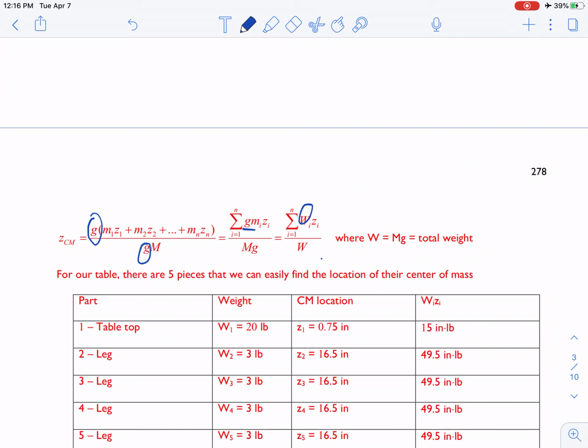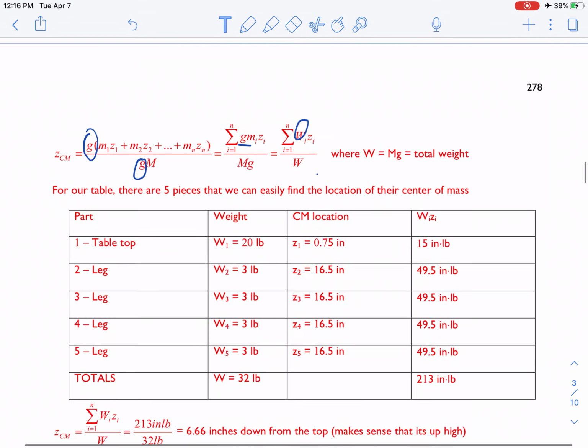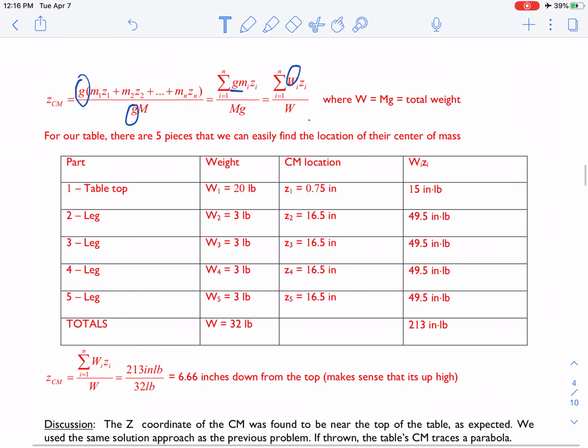Okay, so let's have a table again. Hopefully you realize that having tables is really helpful. So that's what we are going to do. There are 5 pieces. The first one is the tabletop, and there are 4 legs. That's the first thing we do, like what are the parts. And at the bottom, we're going to put the total. So for the weights, the tabletop is 20 pounds, that's W1, and the rest of the weights are the legs, and they're each 3 pounds. Total is going to be 32 pounds, right? That's the entire weight of the object.